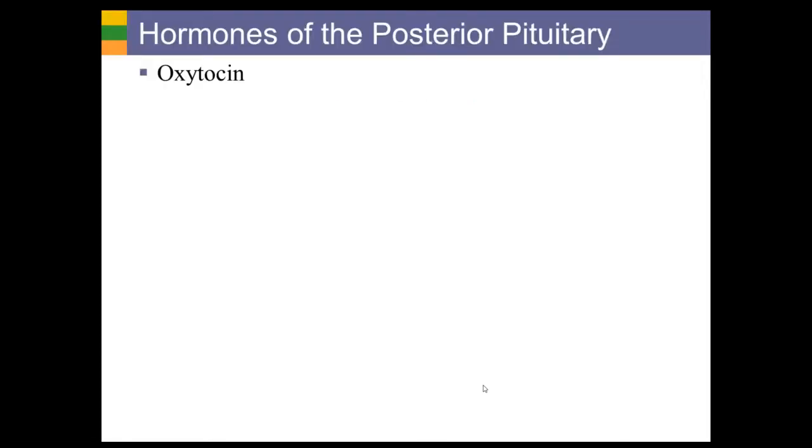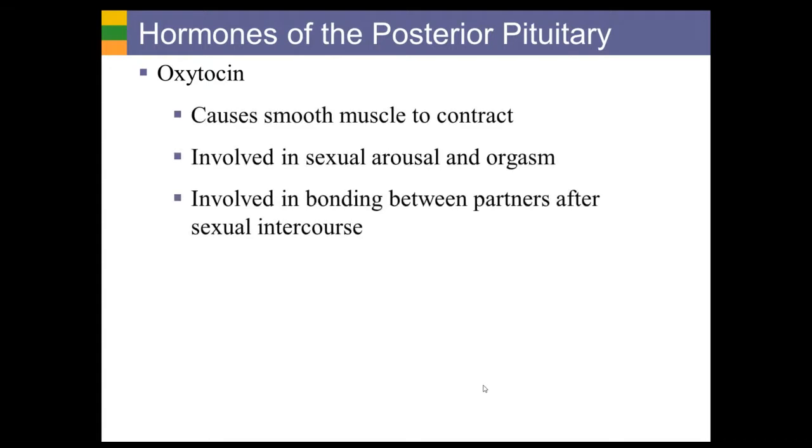Okay, let's talk about oxytocin. As we talk about oxytocin, I'll stop for a moment and address questions. So oxytocin is that second hormone that's produced technically by the hypothalamus, but stored and released in the posterior pituitary gland. What does it do? It causes smooth muscle to contract. Well, what is smooth muscle involved in?